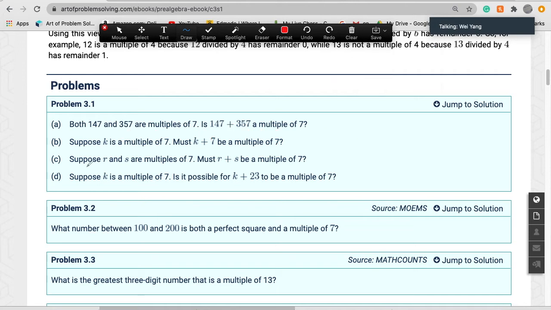Now let's see C. Suppose R and S are multiples of 7. Must R plus S be a multiple of 7? Which one? C. Yes. Okay, why? How to prove this? You can prove it because it's the same thing as problem A. They're both multiples of 7.